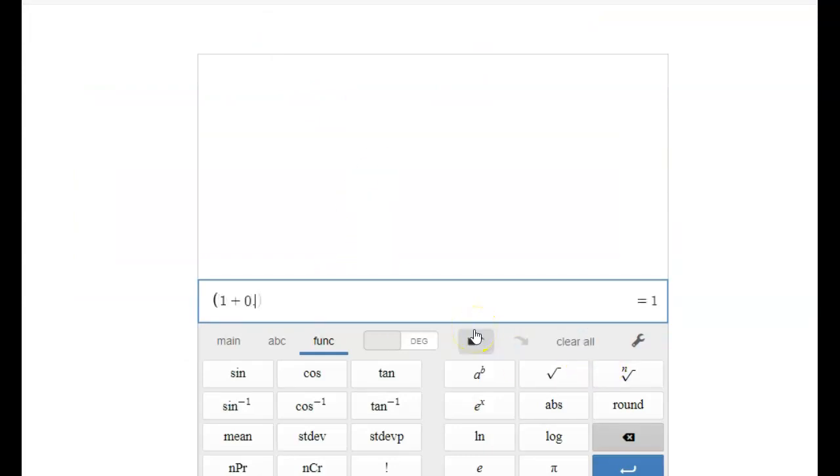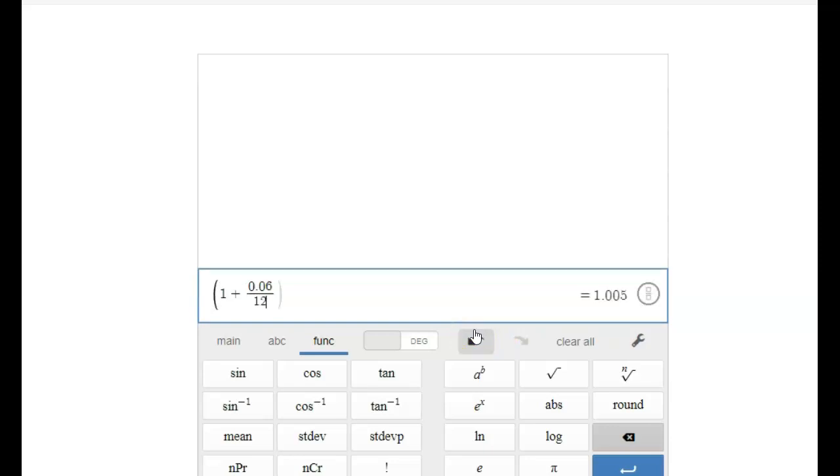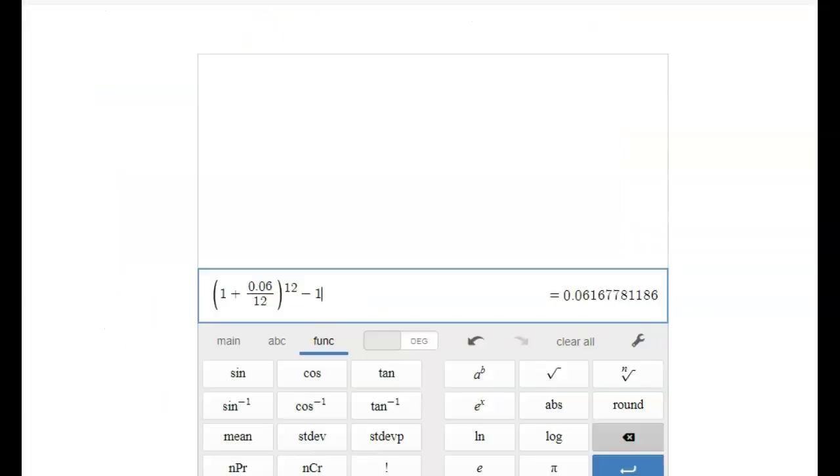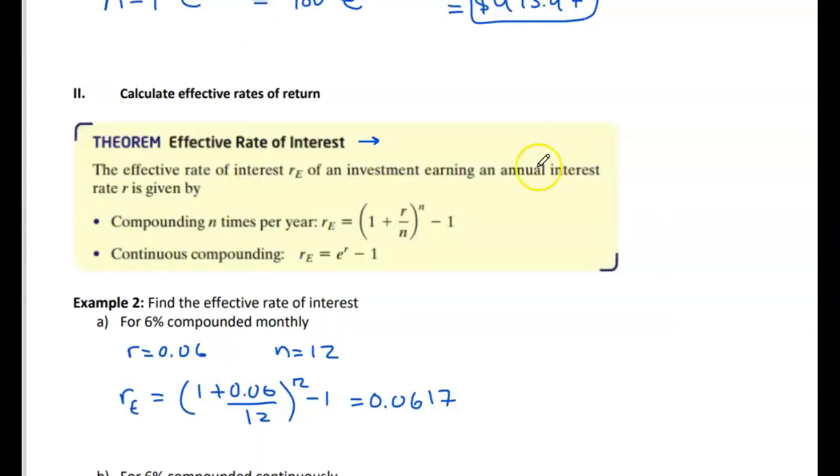1 plus 0.06 over 12, to the 12, minus 1, 0.0617. All right, so this is like 6.17%.